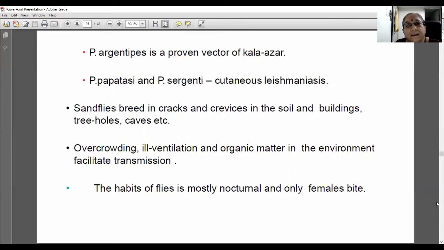Sandflies breed in the cracks and crevices in the soil and buildings, tree holes and caves, etc. Hygiene is also important because overcrowding, ill ventilation and organic matter in the environment facilitate the transmission of this infection. The habit of the flies is mostly nocturnal, and only females bite, not the males.